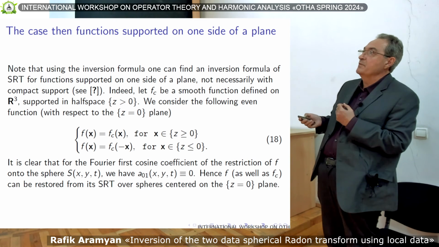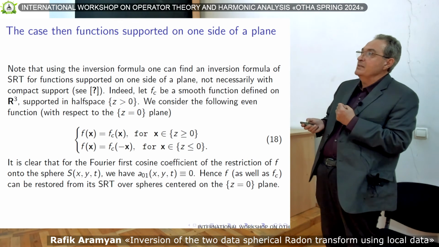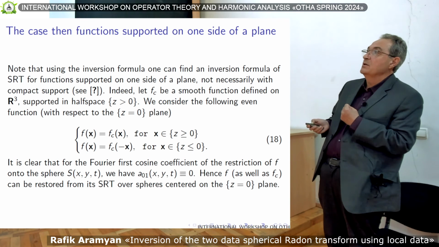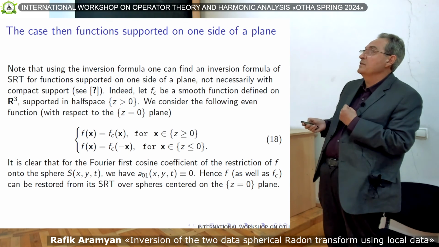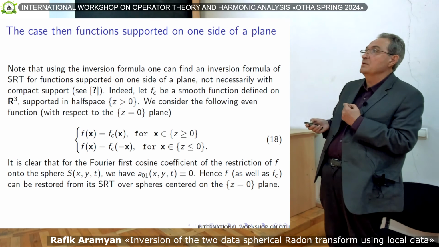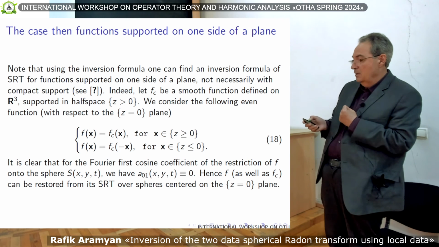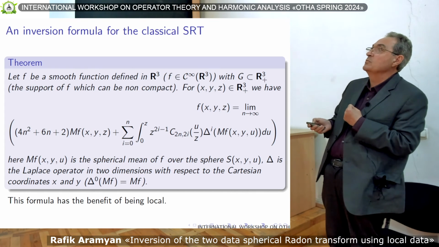You see this function. It is clear that the Fourier first cosine coefficient of the restriction onto the sphere S(x,y,t) is 0 because it is an even function. Hence f, as well as f_c, our function, can be restored from its spherical Radon transform over spheres centered on the xy plane. Okay, let me show the inversion formula.